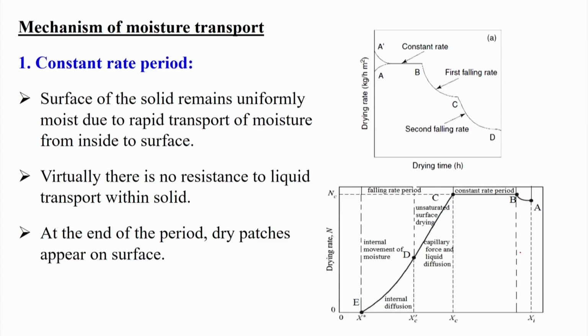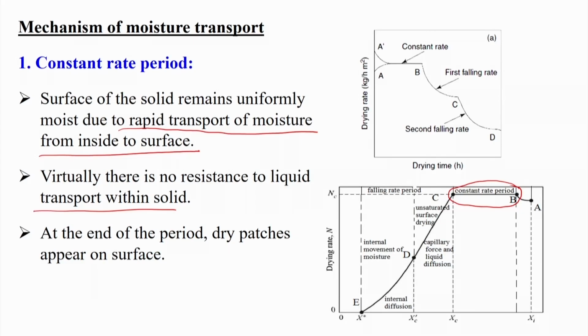In the constant drying rate period, say from B to C, the surface of the solid remains uniformly moist due to the rapid transport of moisture from inside to the top surface of the material. So from B to C, this is the constant drying rate period, and virtually there is no resistance to the fluid transport within the solid, because a huge amount of liquid water is there, and it evaporates from the top surface. As the surface is wet, the drying rate will be constant like this.